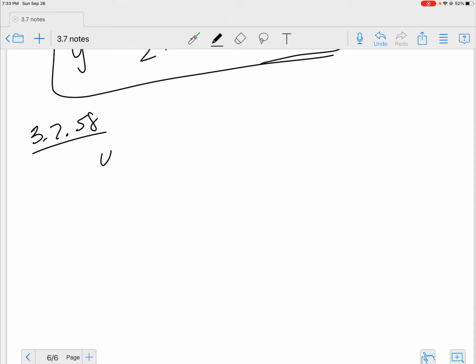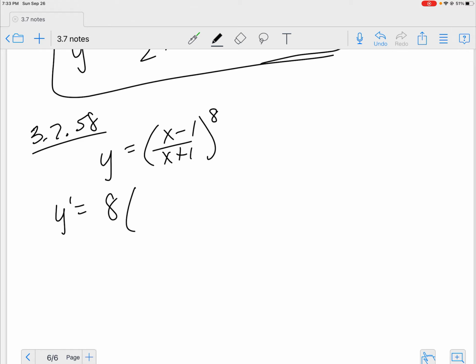3.7.58. We get y is equal to (x minus 1 over x plus 1) to the 8th. What do you think we get to do? Yes, we get to do the chain rule and the quotient rule. This is so exciting. Okay, let's do it. y prime is equal to 8.